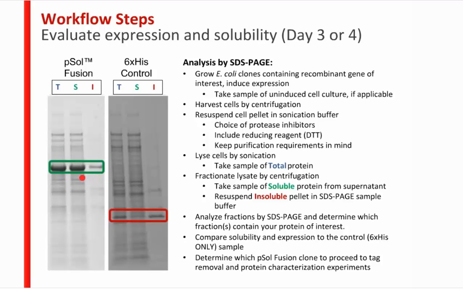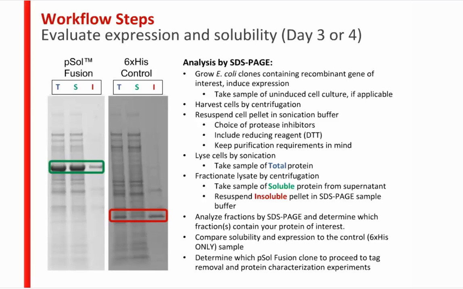But we're looking for an increase in the level of soluble protein, which we see here. That'll tell us we have an increase in solubility, and an increase in total protein in the T lane. That'll tell us we have an increase in expression. So we look at all of our p-sol fusions in comparison to the 6-his control, and then we determine which p-sol fusion clone or clones to proceed with tag removal and characterization and other things that you would like to do with your protein. Scale up, whatever it is you would like to do.